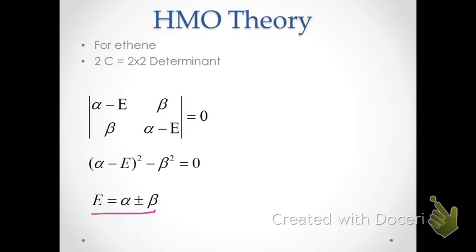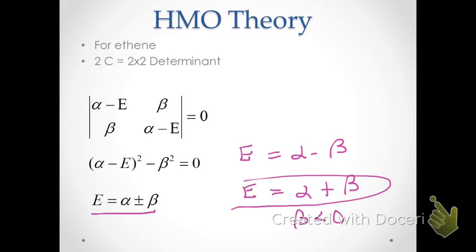Now we have two energy terms: E equals alpha minus beta, and E equals alpha plus beta. These are the 2 energy levels corresponding to the 2 molecular orbitals. Remember, we had 2 atomic orbitals, so we get 2 molecular orbitals, and their energies are alpha plus beta and alpha minus beta. It is important to note that beta is less than 0, and therefore the lowest energy term is alpha plus beta.